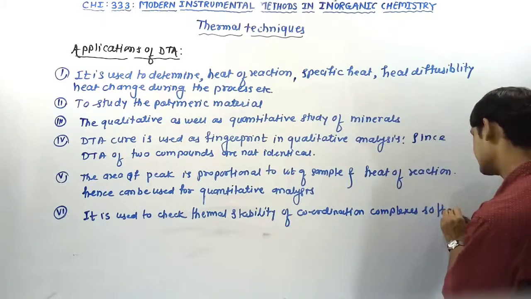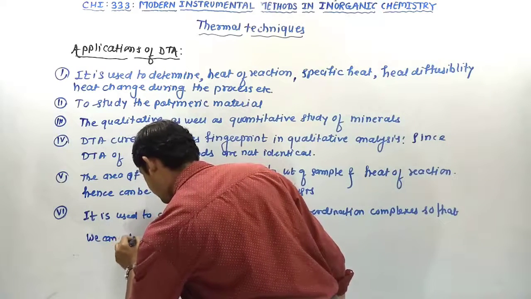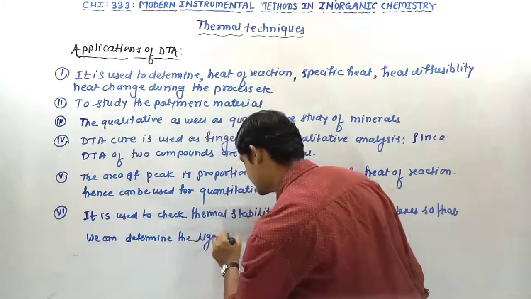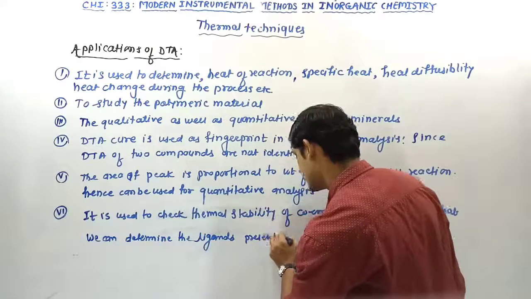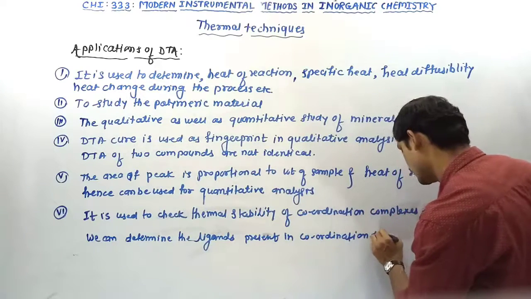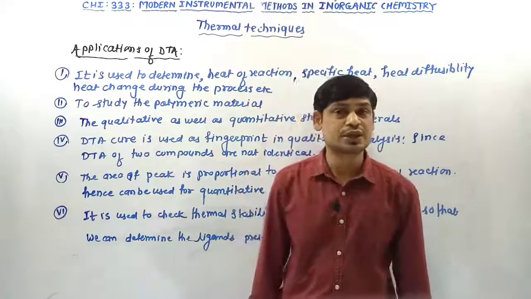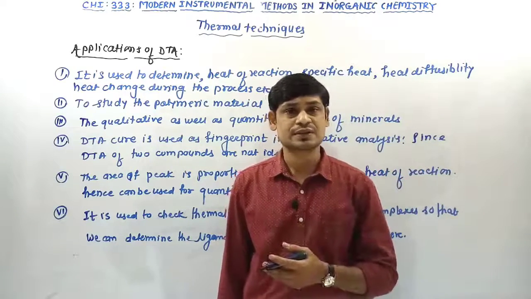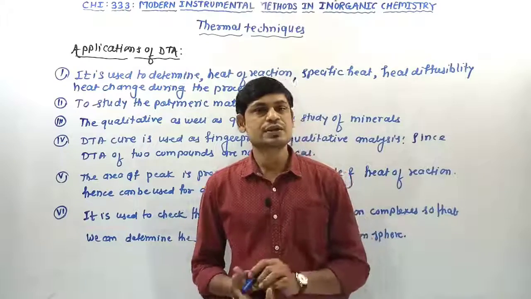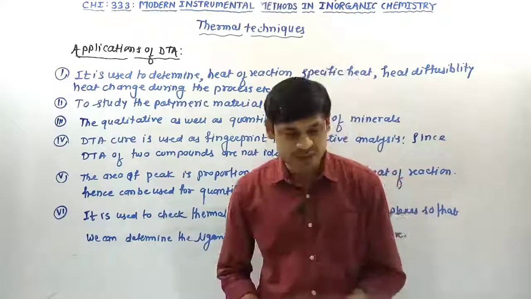So that we can determine the ligands present in the coordination sphere, because we know that a ligand present in the coordination sphere does not ionize, and therefore the DTA curve will be helpful for that purpose. So that was an account of some important applications of DTA. You can note all these applications by screenshot.